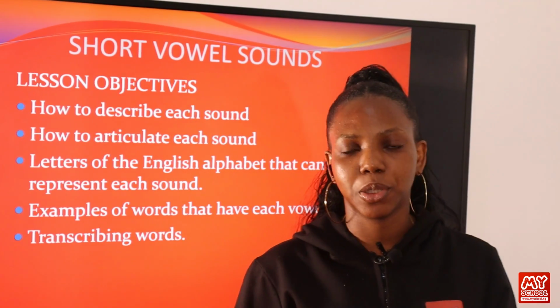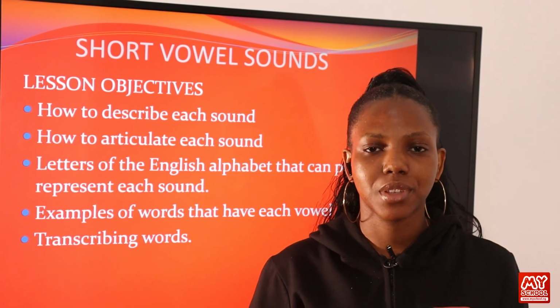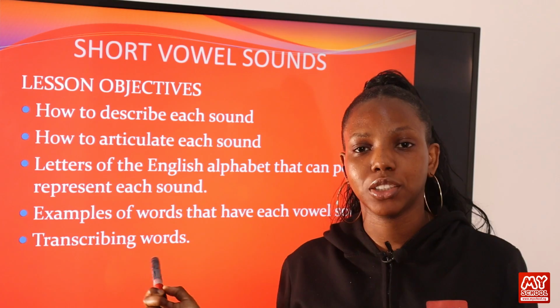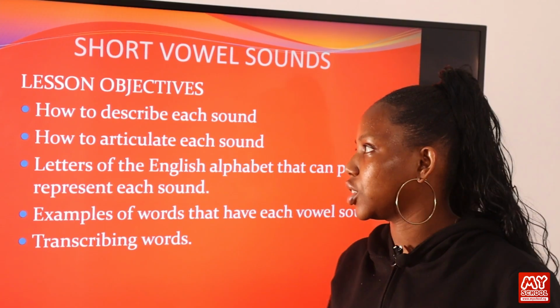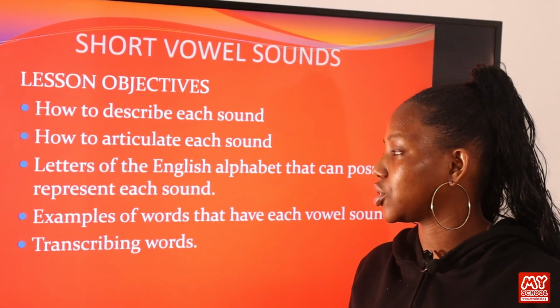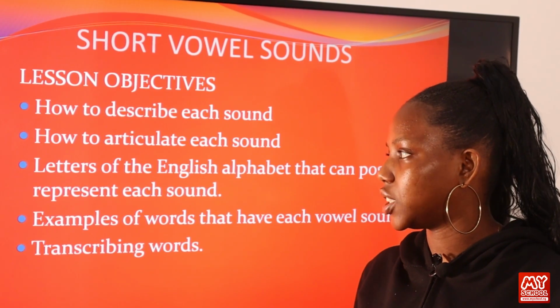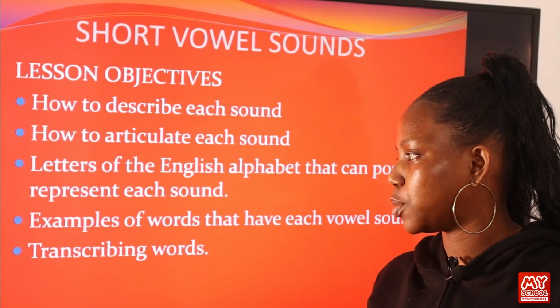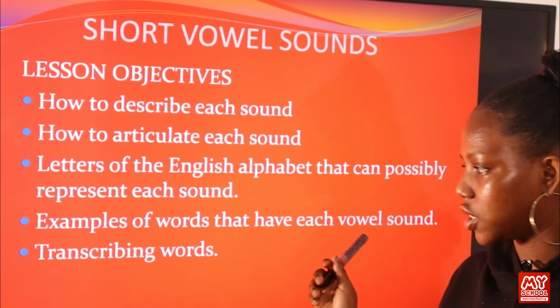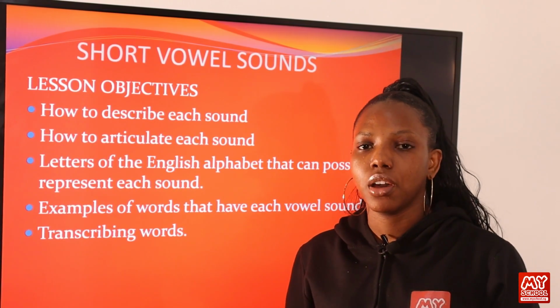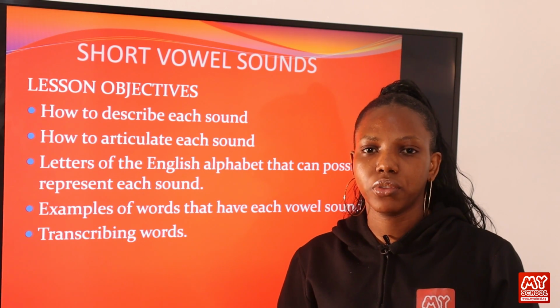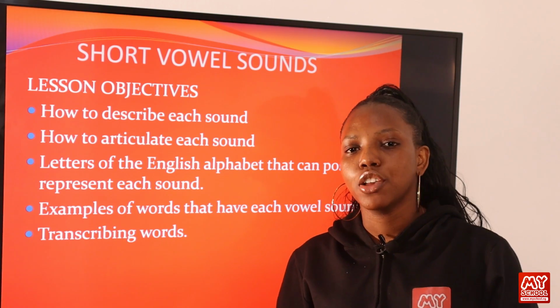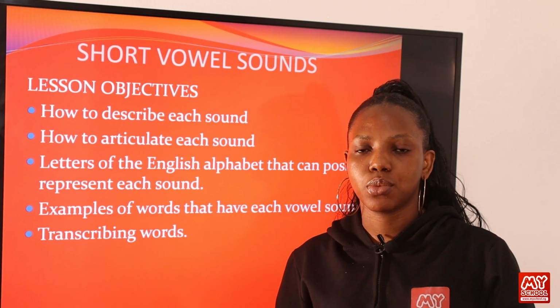So do not forget, today's topic is the short vowel sounds. These are the lesson objectives for today. The first thing is how to describe each sound, how to articulate each sound, and the letters of the English alphabet that can possibly represent each sound. Then we'll explore more examples of words that have each vowel sound, and then we'll transcribe the words. We'll be doing all of this at the same time, simultaneously. So please stay with us as we proceed.